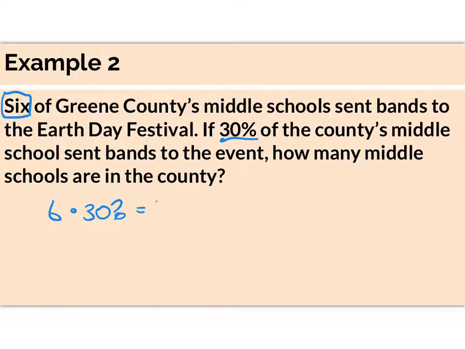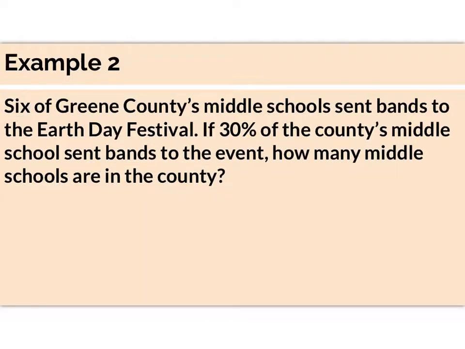equals how much? Now, you're saying, Mr. Walls, where's the is? Am, is, are, were, be, being, and been are all the same word. It's the same verb, just different forms of is. So 6 times 30% equals what?